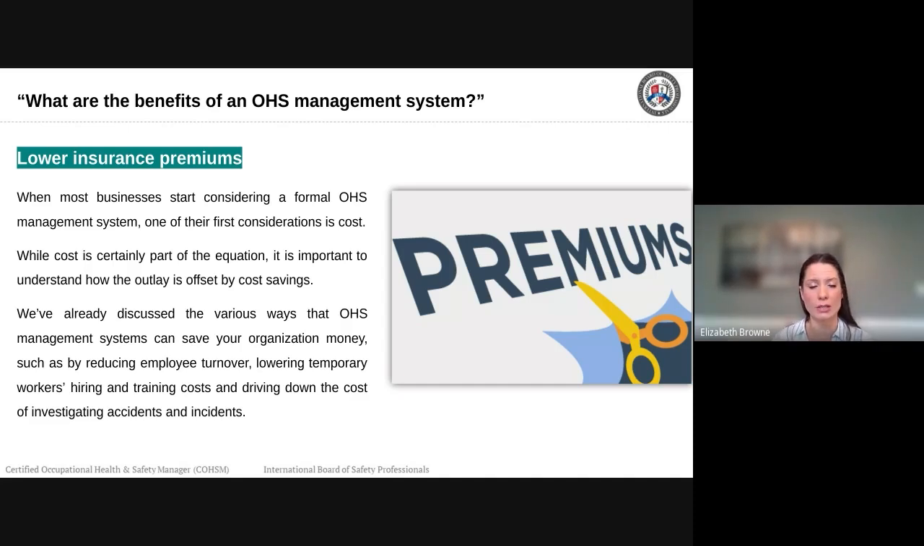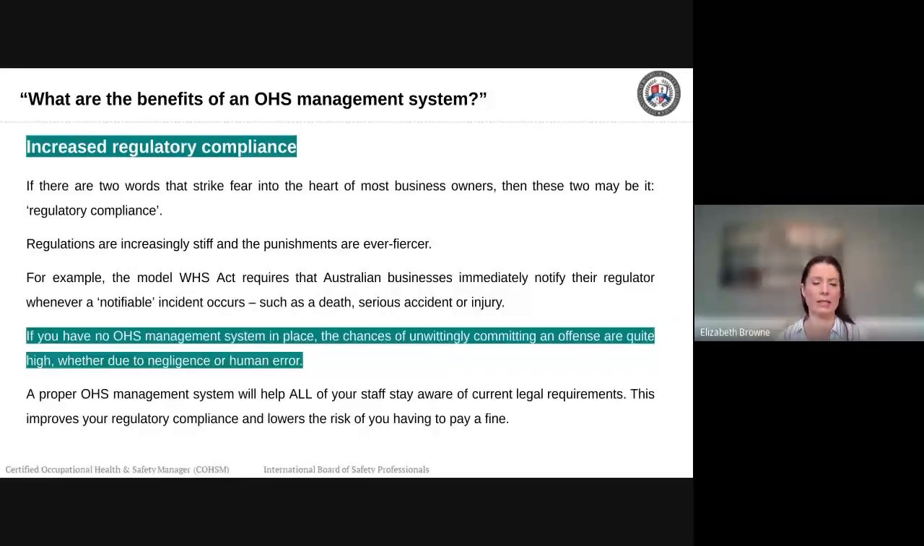There are training costs associated with the new employee, and then driving down the cost of accident investigations and incidents. If we have an accident, our safety manager and other safety-related staff, our managers and supervisors, are involved in investigating the accident and working together as a team to recommend controls so that accident doesn't happen again.